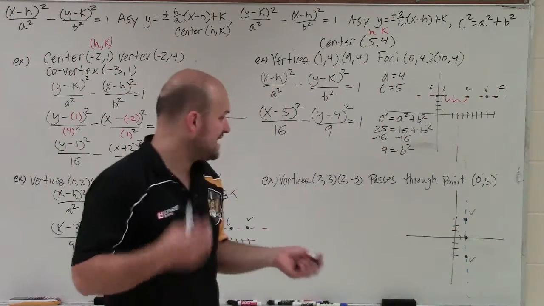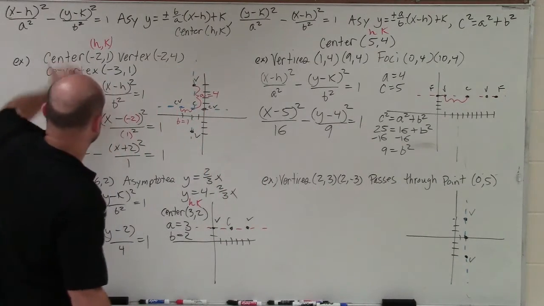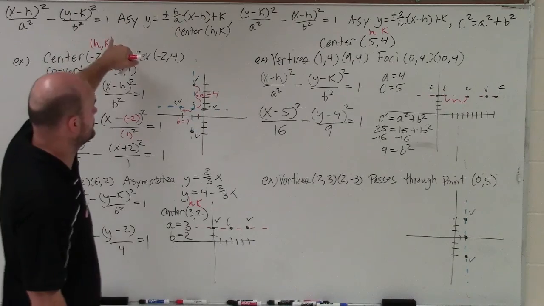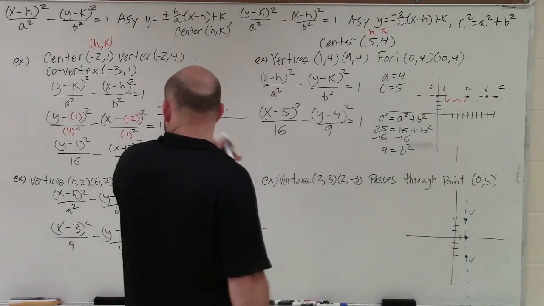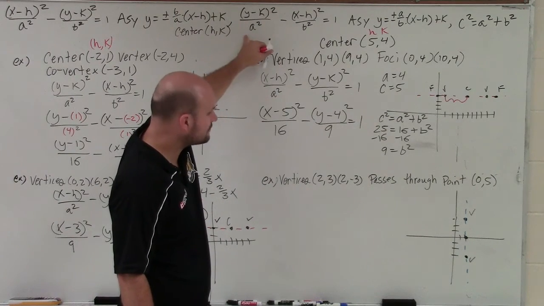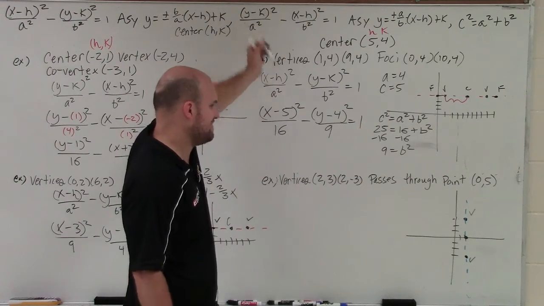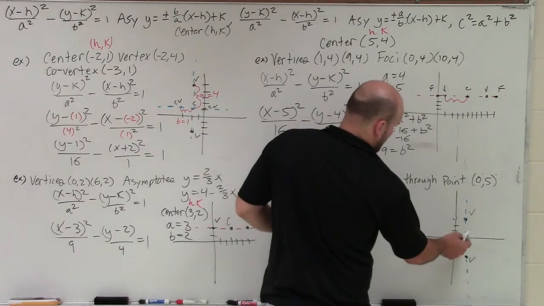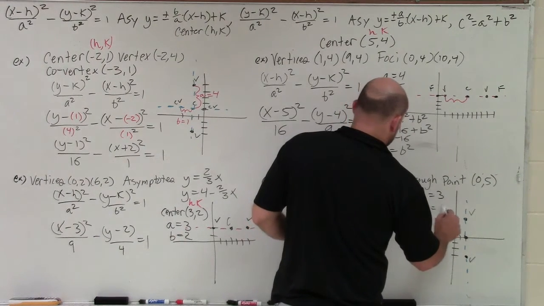OK, so since I have a vertical transverse axis, I know that I'm going to be using this equation for a vertical transverse axis. But I know my value of A, which is 1, 2, 3. So I could say A is equal to 3. I don't know what B is.